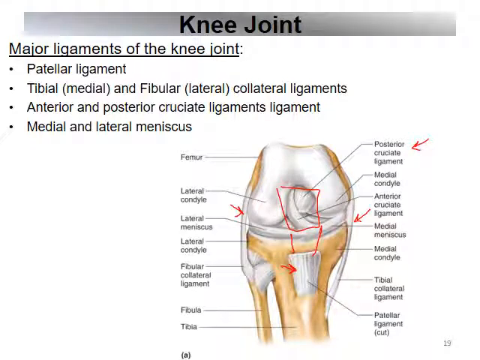Then the medial and the lateral meniscus. The plural of meniscus is menisci. And these are the cartilages in between the femur and the tibia. And so the tibia is on the medial side, fibula is on the lateral side. And so the side on the fibula is called the lateral meniscus, right over here. And if it's more on the side of the tibia, then it's the medial meniscus.